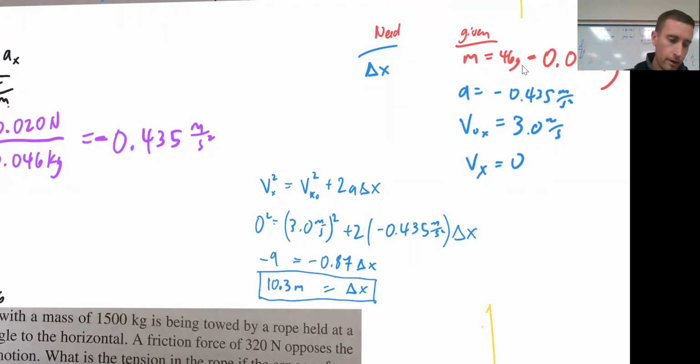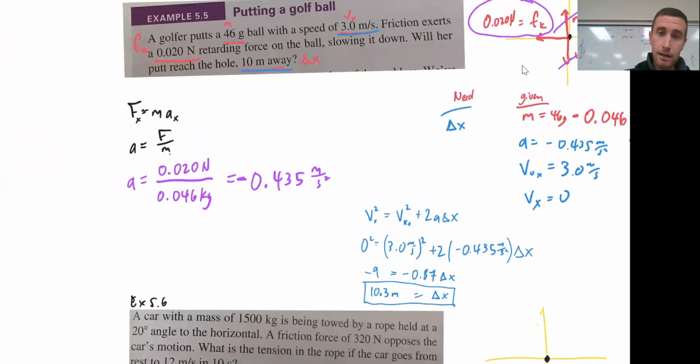The hole is 10 meters away. So yes, as long as she hits it in a straight line, 10.3 meters is more than 10 meters, so it will get there.